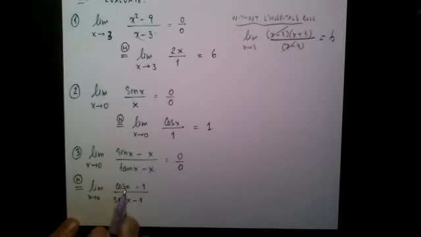Cos of 0 is 1, minus 1 is 0. And on the bottom, secant of 0 is 1, minus 1 is 0. I get 0 over 0 again. What do I do?